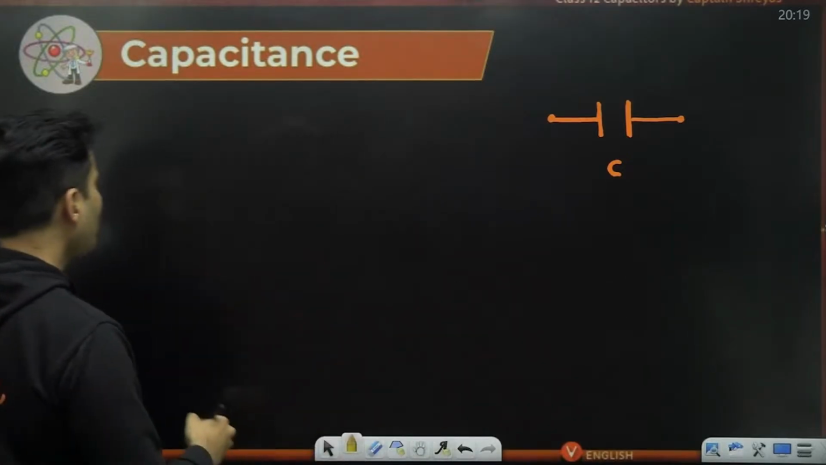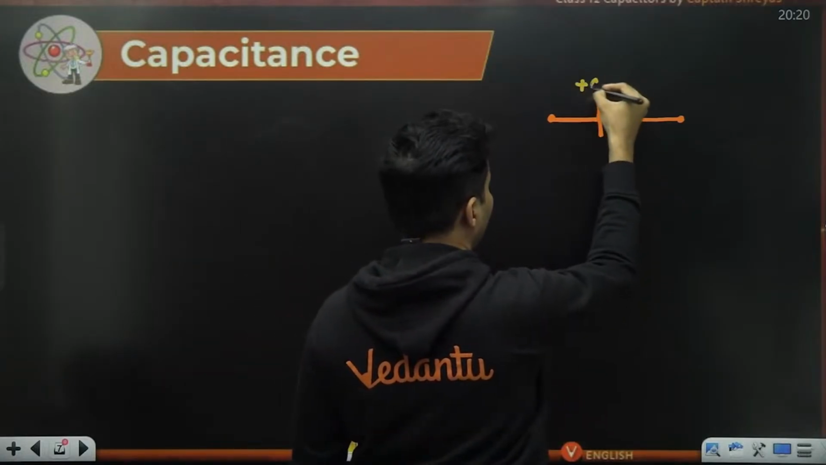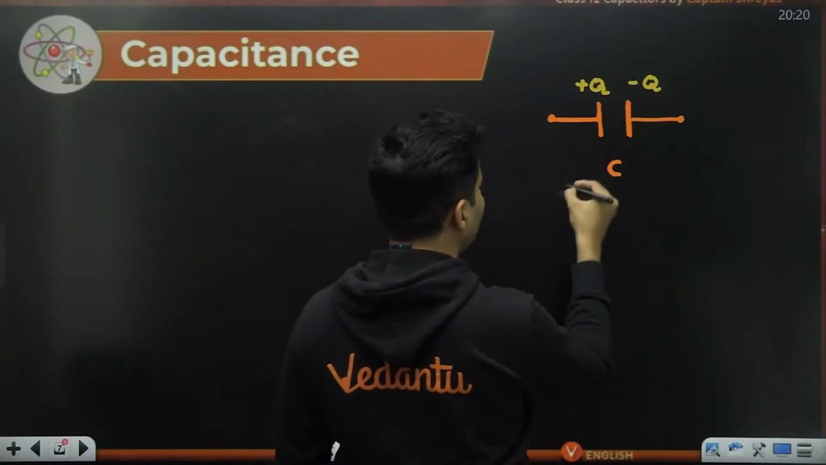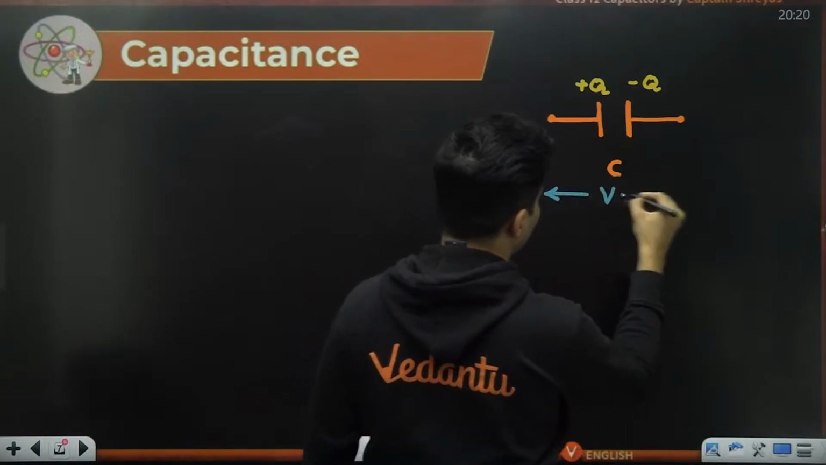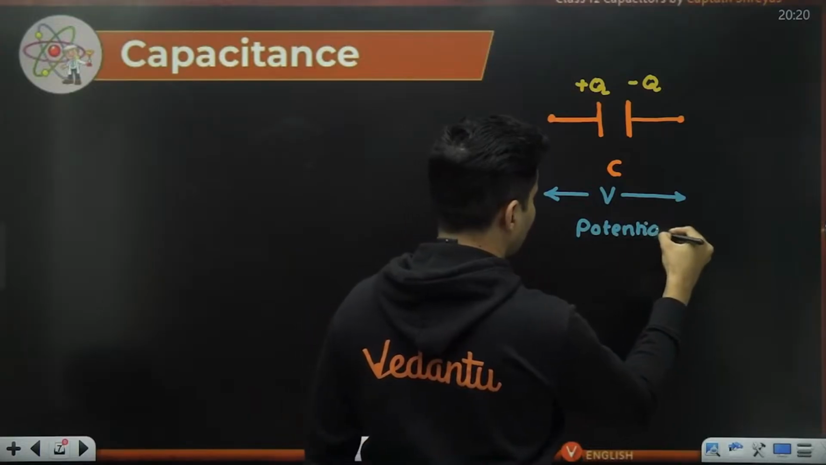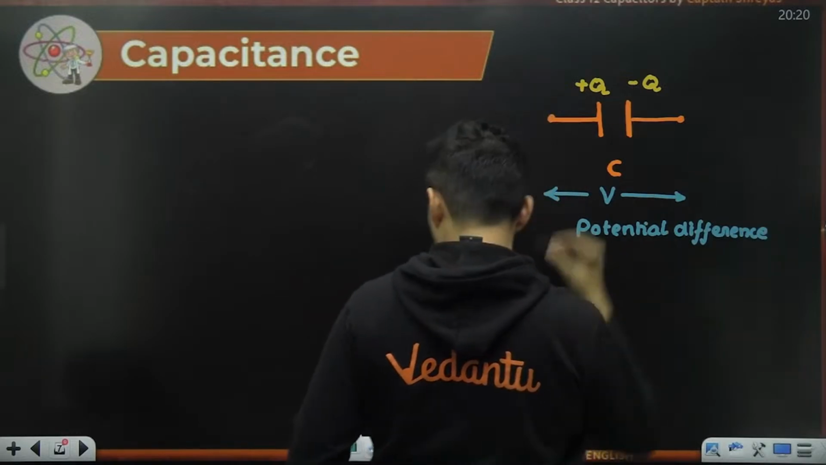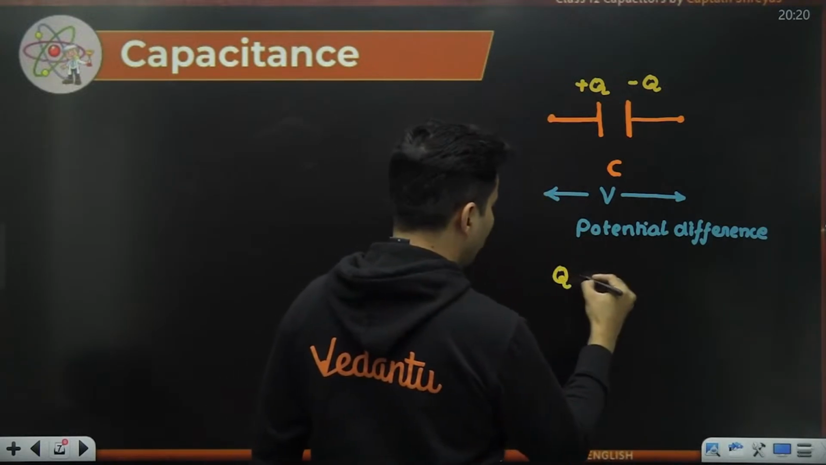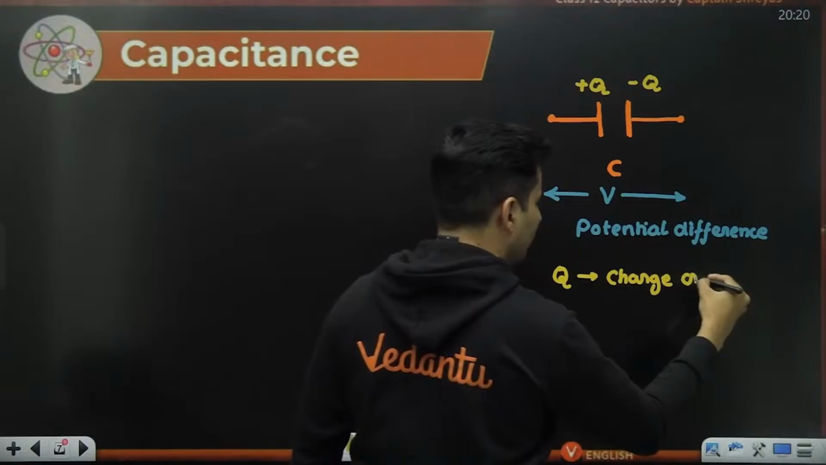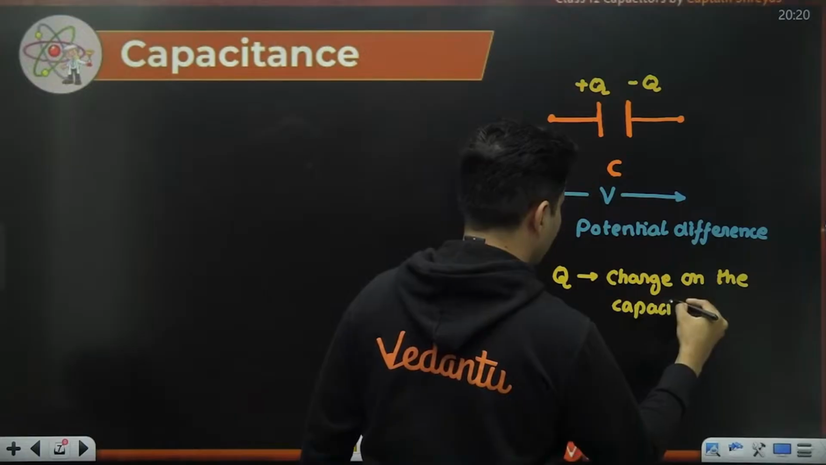Observe carefully. One side will have a positive charge, the other side will have a negative charge, and there will be some kind of a voltage difference across the plates. So this is the potential difference. Q happens to be the charge on the capacitor.